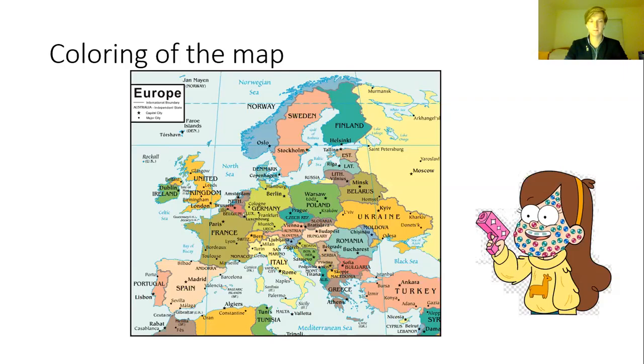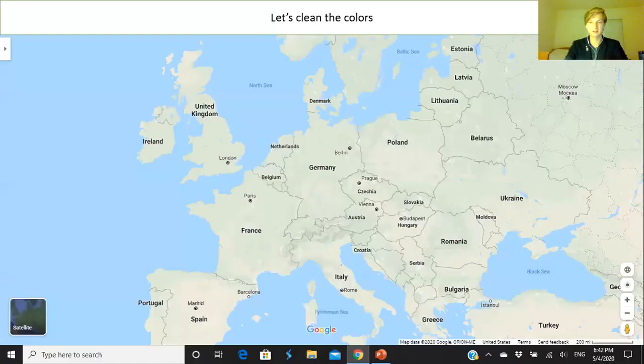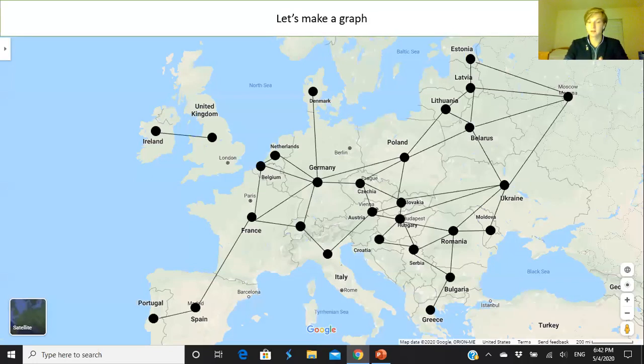Okay, so now let's take a general picture of a map of Europe. We can see there are several countries, like France and Spain, which have a common border, and Portugal and Spain have a common border. So let's make a graph.